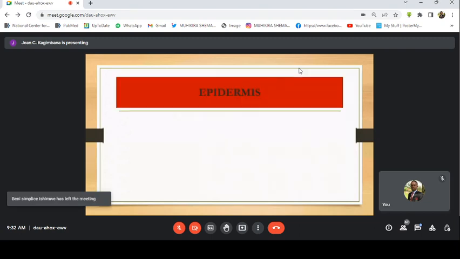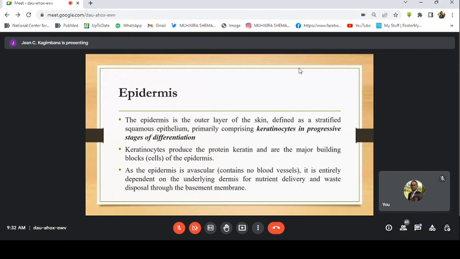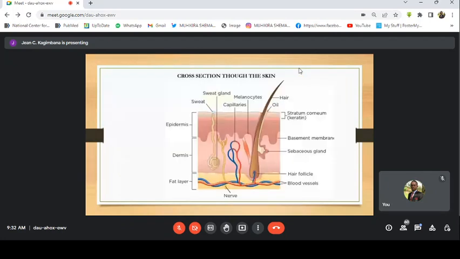Okay. Now, the epidermis is made mainly of keratinocytes, which have different ages from the basement area up to the upper layer known as the corneum. Keratinocytes produce the protein keratin and are the major building block cells of the epidermis. And the epidermis is not vascularized. As you see here, there is no vascularization.